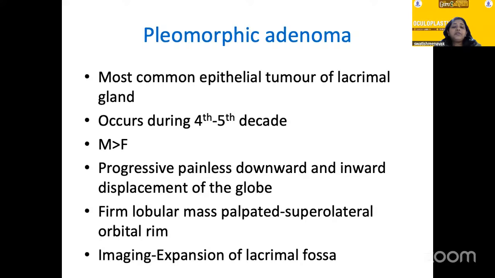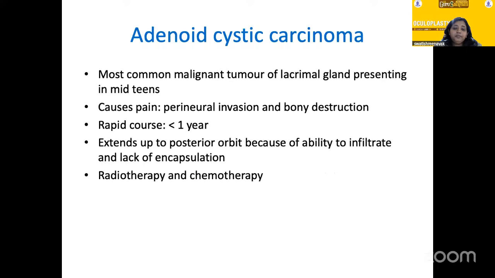Pleomorphic adenoma is the most common epithelial tumor of the lacrimal gland. It occurs during the 4th to 5th decade. Males are more commonly affected. There is progressive painless downward and inward displacement of the globe. A firm lobular mass is palpated in the superolateral orbital rim. On imaging, we can see expansion of the lacrimal fossa.